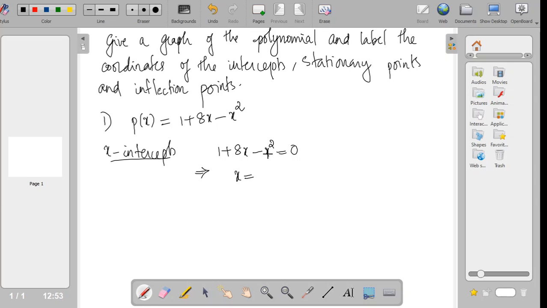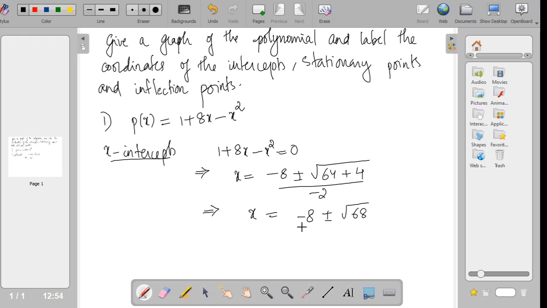So that will give x equal to minus b, that is minus 8 plus or minus root of 64 minus 4ac, that is plus 4, divided by 2a, so that is minus 2. So you will get x equal to minus 8 plus or minus root of 68 by minus 2. So that is x is equal to 4, again you are going to get plus or minus root of 68 by 2. So let us see what is the value of this.